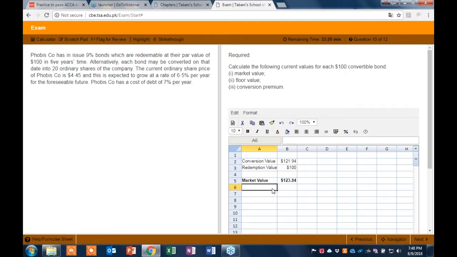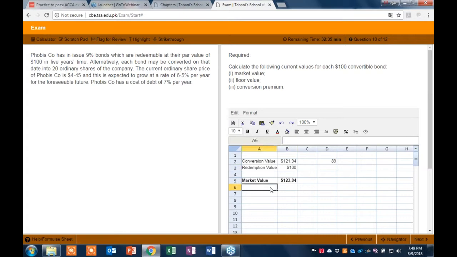So in the worst case, at the moment we expect this share price to grow at the rate of 1.065, that is, 6.5% per annum. What if it does not grow at all? Then the conversion value after 5 years will be 20 into 4.45, and this may happen. In that case, the conversion value will be just 89, and no investor would like to convert this bond into ordinary shares. In that worst case, every investor will go for redemption. So no investor is going to get less than $100 after the end of the 5th year.